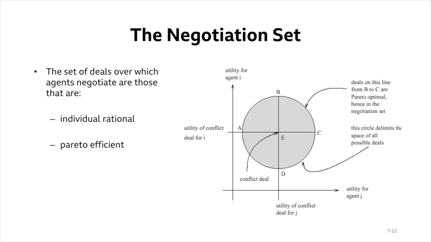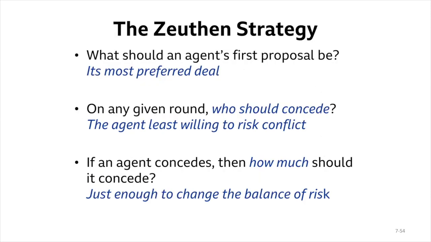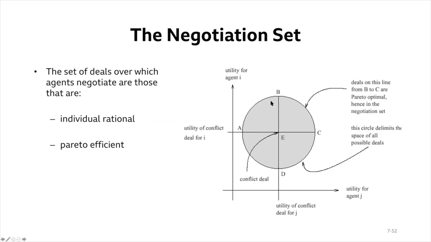So then the next question that has to be answered by a strategy is who should concede. Remember, if neither agent makes a concession, that is, if they never move closer to each other on the next round, then they both end up with the conflict deal. And that's bad, because they could have reached an agreement somewhere in the middle, which would have made them both better off than the conflict deal. So how do you decide whether to make a concession?